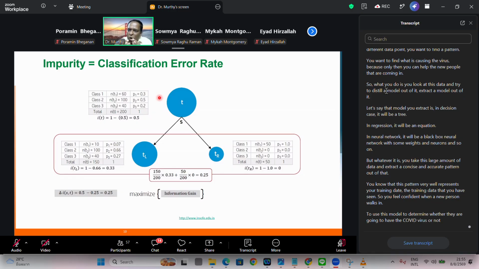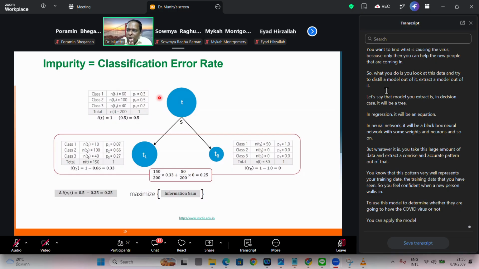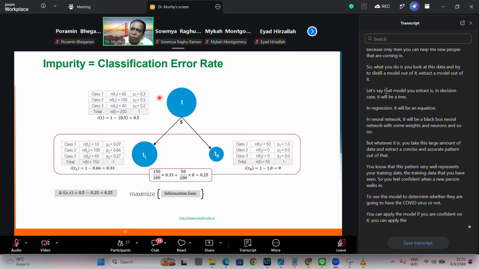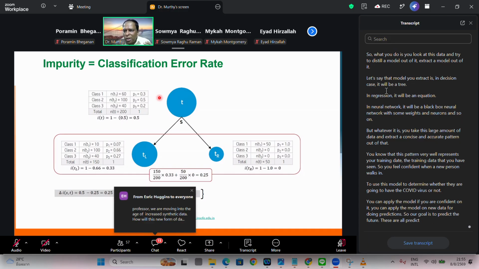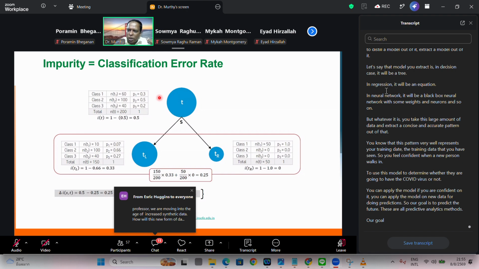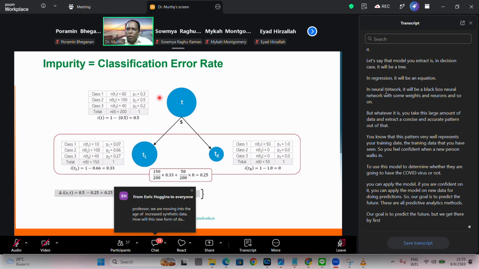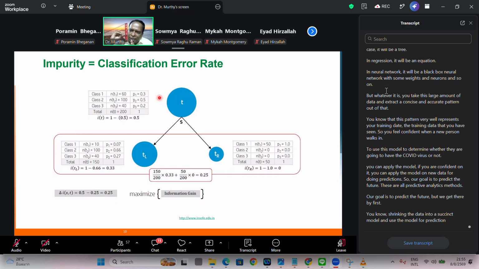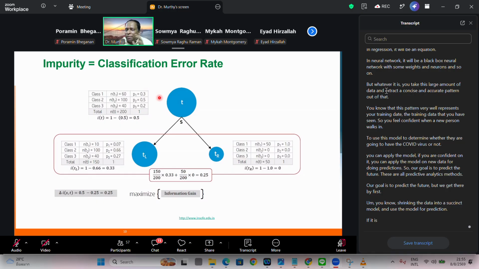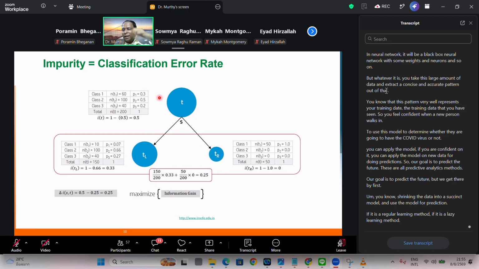You can apply the model. If you are confident in it, you can apply the model on new data for doing predictions. So our goal is to predict the future. These are all predictive analytics methods. Our goal is to predict the future, but we get there by first shrinking the data into a succinct model and using the model for prediction. If it is a regular learning method. If it is a lazy learning method, you keep all the data with you.